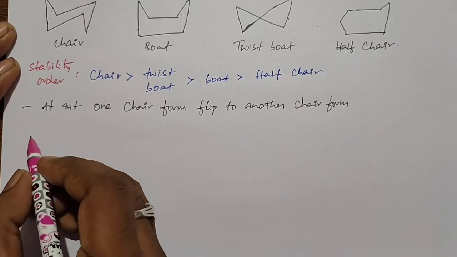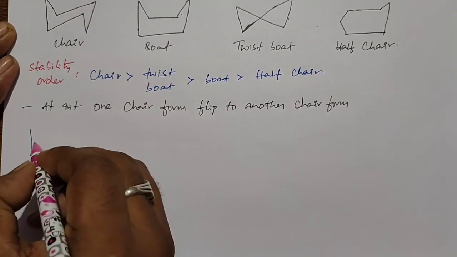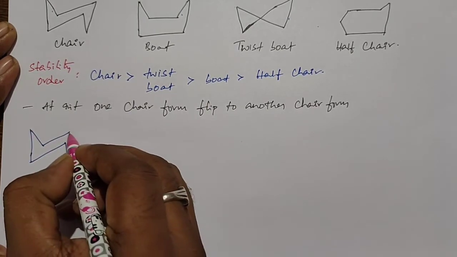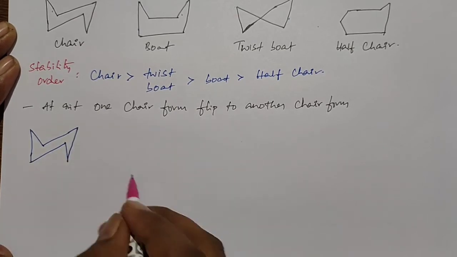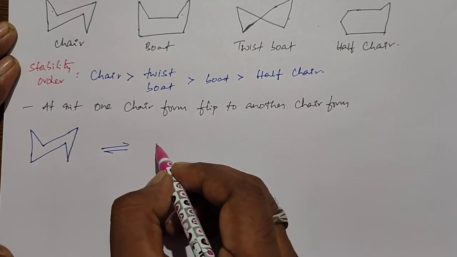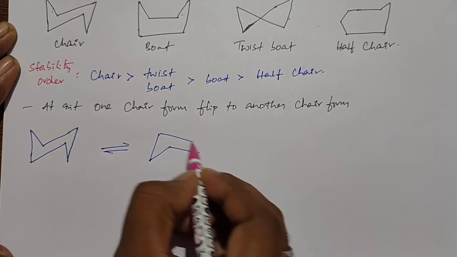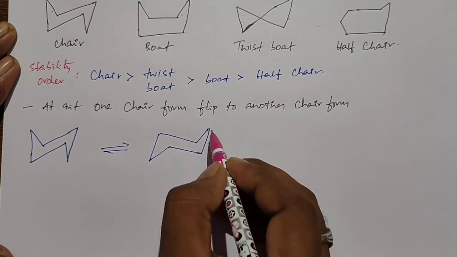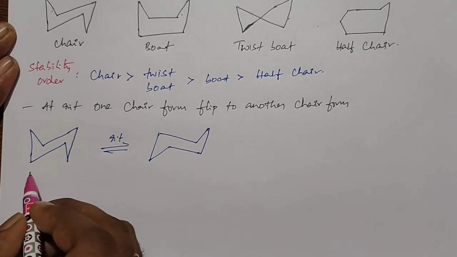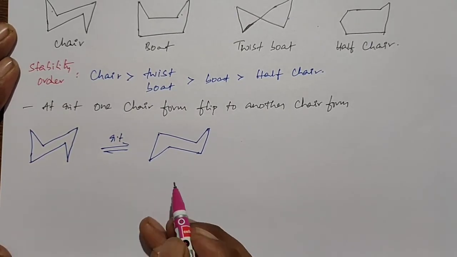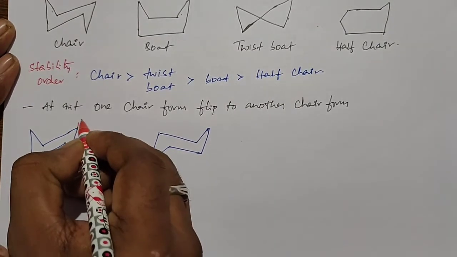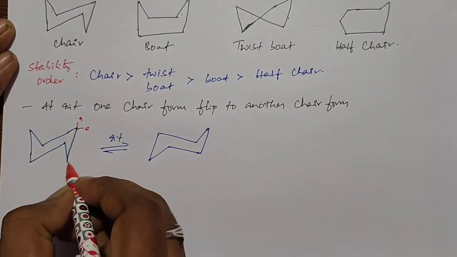Just a moment. This is one chair form. At room temperature, it can be converted into another chair form, and this is the other chair form. So at room temperature we can convert one chair form to another chair form. In cyclohexane we have two types of bonds. I will represent the two types of bonds.